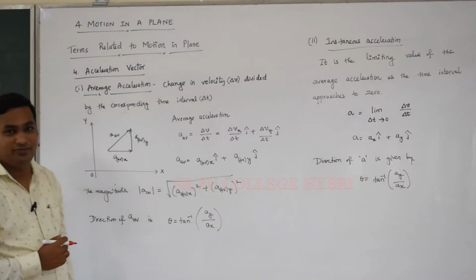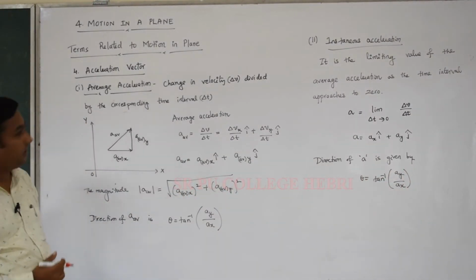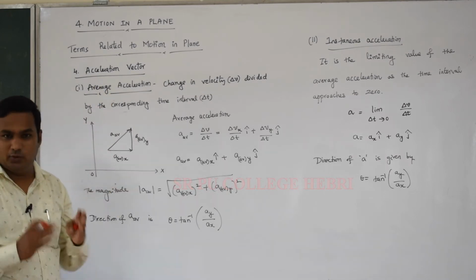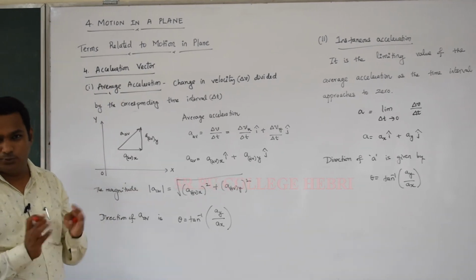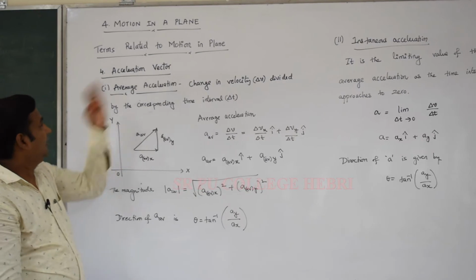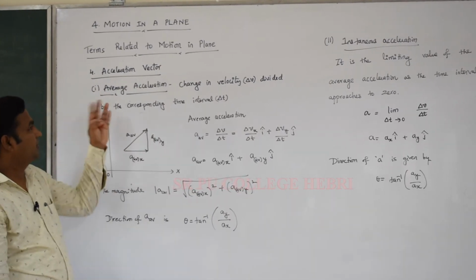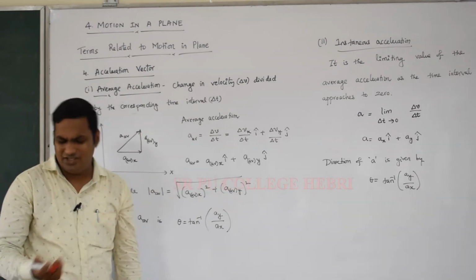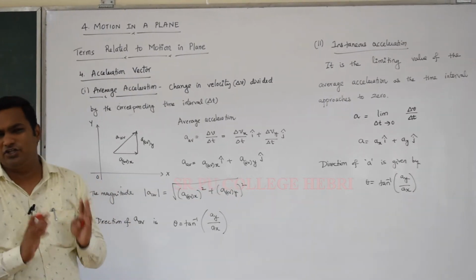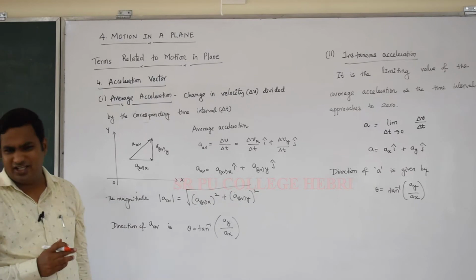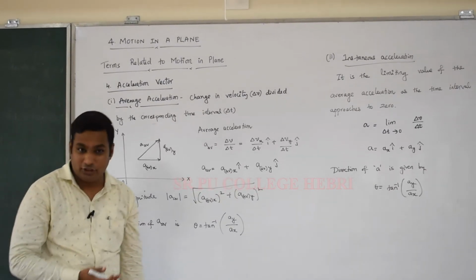Dear student, next part is the fourth one, acceleration vector. We learned displacement vector, we learned velocity vector, and the next one is acceleration vector. There are two important things we're going to discuss. One is average acceleration and the other is called instantaneous acceleration. You already learned the definition of average and instantaneous acceleration in the motion in a straight line topic itself.